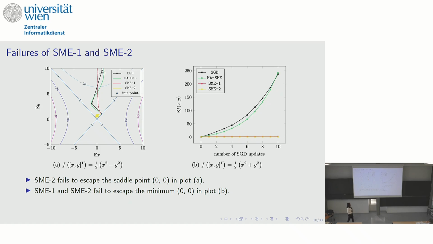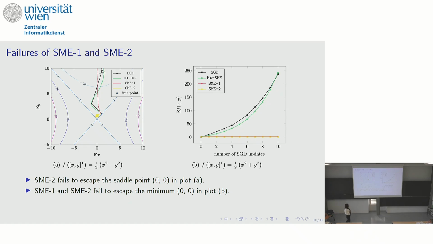And here is another example, where we have a convex quadratic function. If we start again at the origin, which is the local minimum in this case, and still use stochastic gradient descent with constant step size, we know that it will again drift away and escape from this local minimum. This is reflected by the black curve here, where the y-axis is the expected value of your objective function. But if you look at both SME1 and SME2, they will get stuck in this local minimum and converge to it.